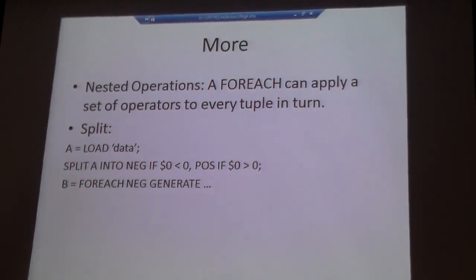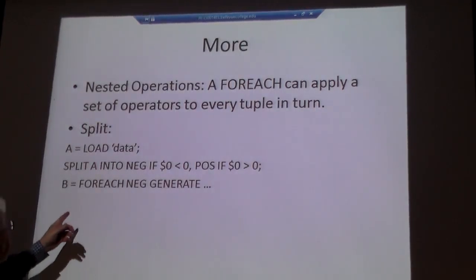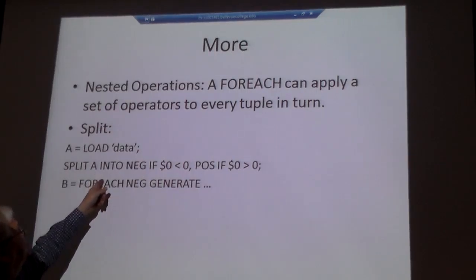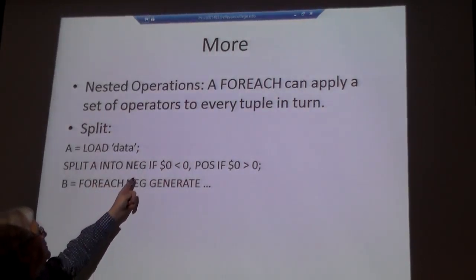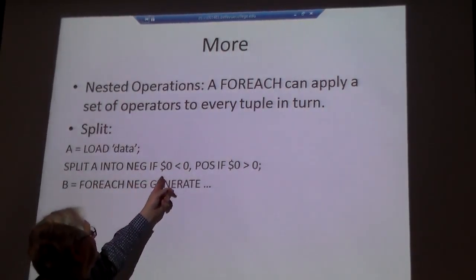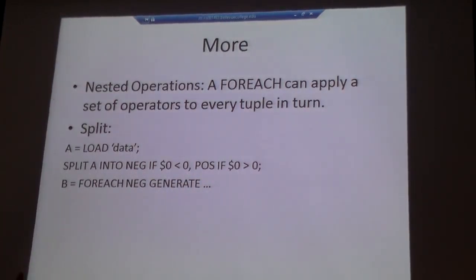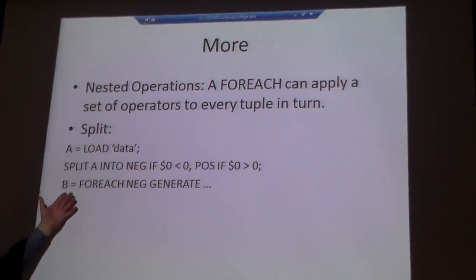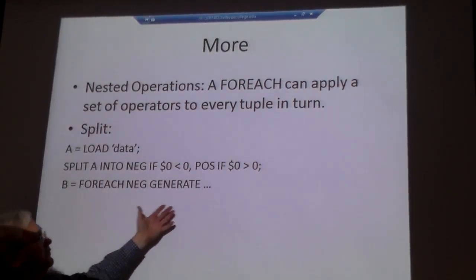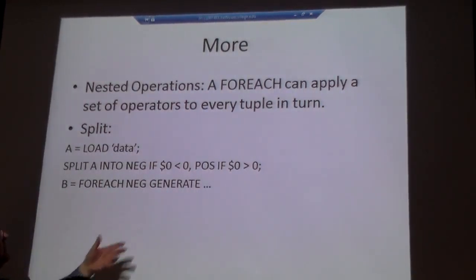Regex? Regular expressions. So then here's another example of doing a nested operation with a split. So you load some data, you just split it into two families, negative if it's less than 0, positive otherwise. So now you've got two sets, one called negative, one called positive, and then you can go for each negative, do something, or for each positive, do something.